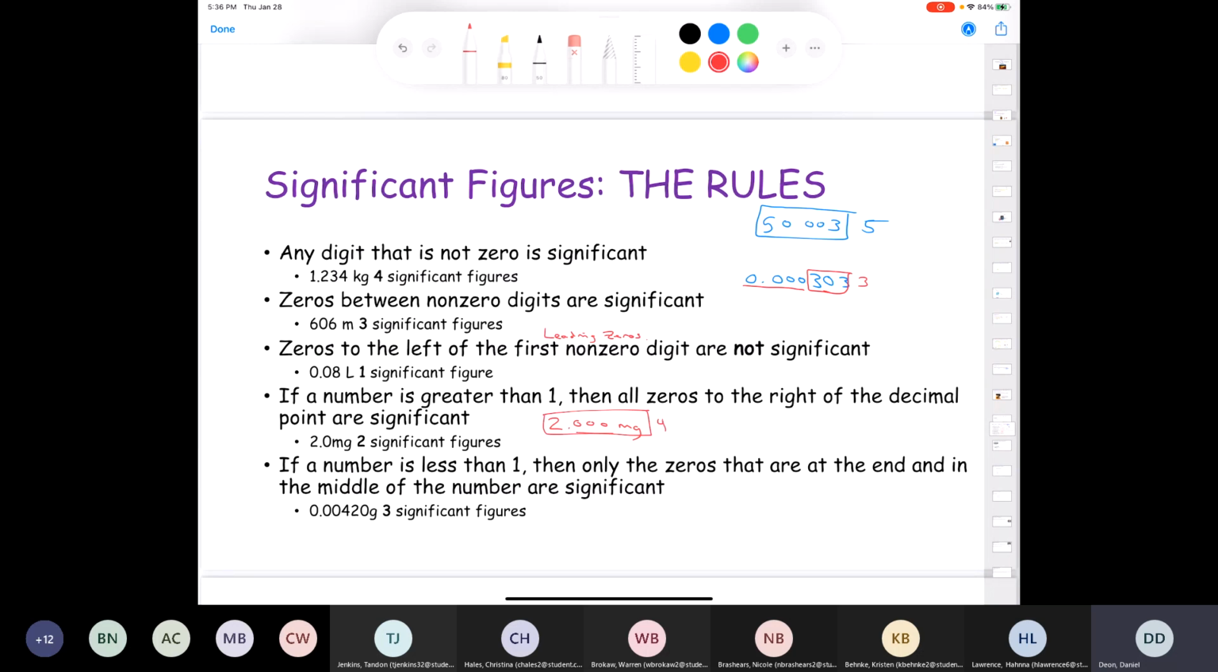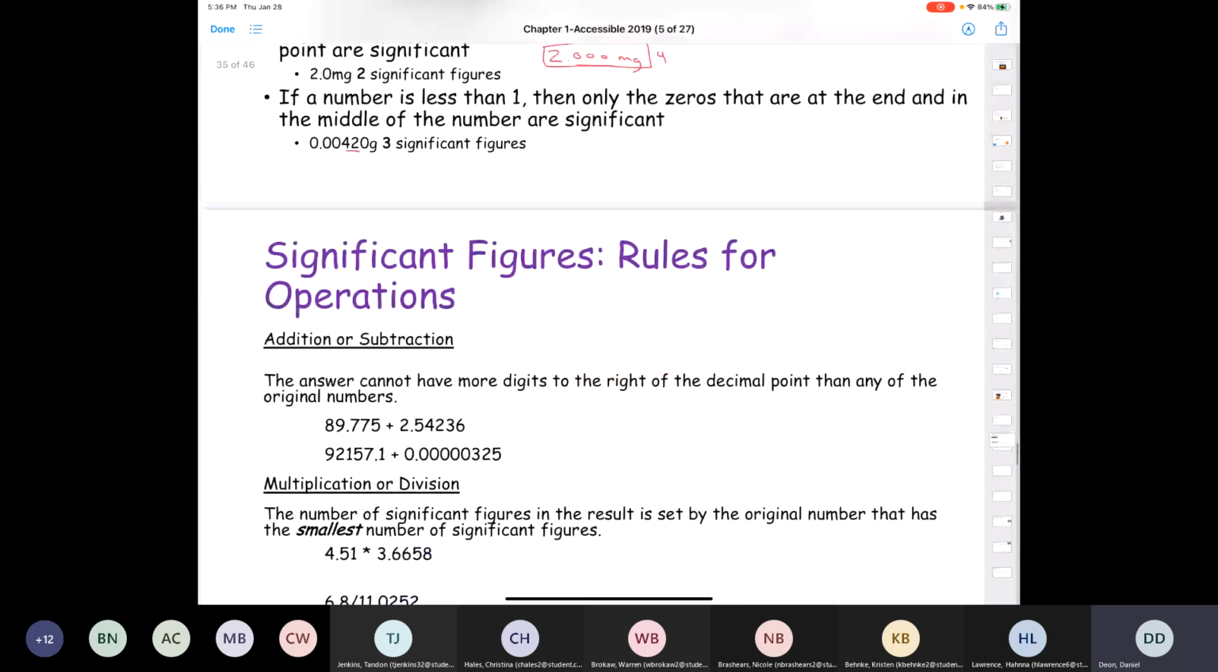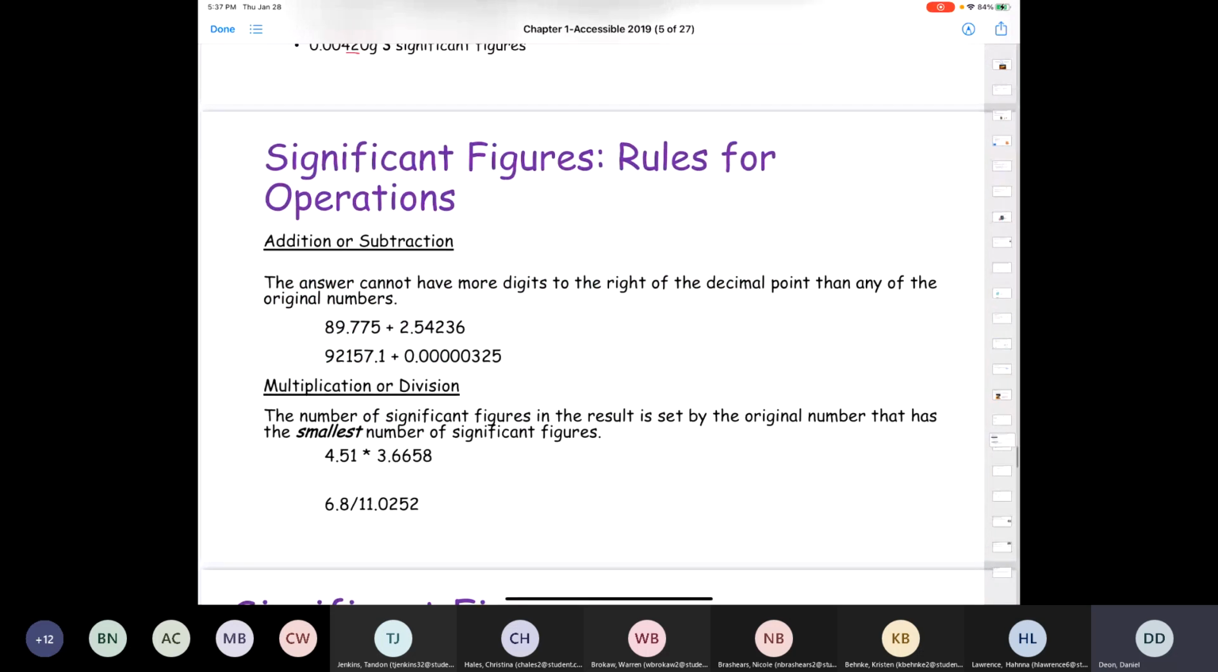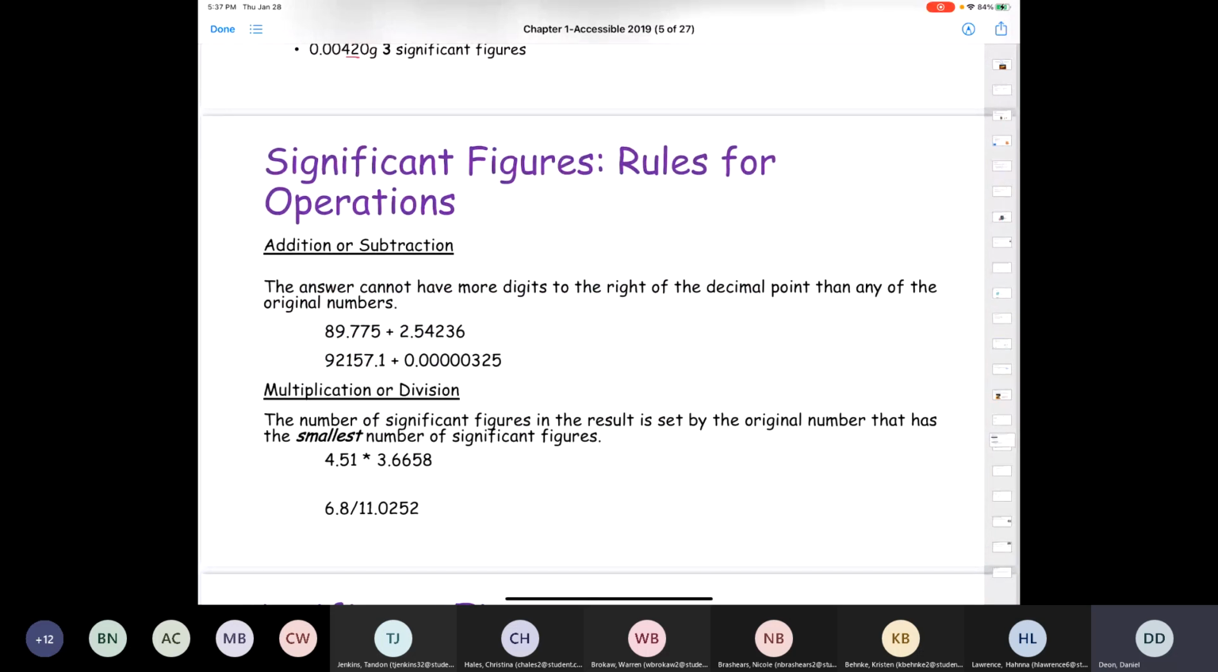If the number is less than 1, then zeros that are at the end and in the middle of a number are significant. So if you have a number less than 1 and you've got zeros after non-zeros, they are considered significant. Okay? Nothing more than that. So those are the rules that we need to know what is a significant figure and what isn't. There's one more rule, and I'm going to go over it with you in a little bit, but just bear with me because we're going to try some practice first, okay? One more rule, and I'll get to that in a few minutes.